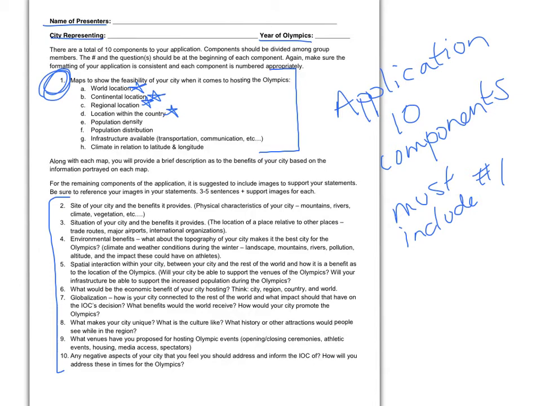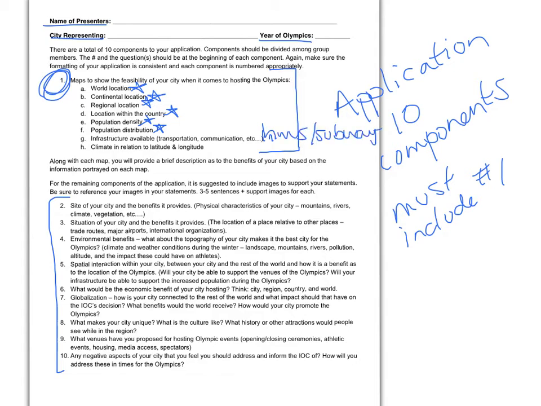Also, you must show population density. Population density is an excellent example of a dot distribution map, as well as population distribution, which can definitely be used in a dot distribution or choropleth map. You must also have a map that shows the infrastructure available. So maybe something that shows highways or subways.